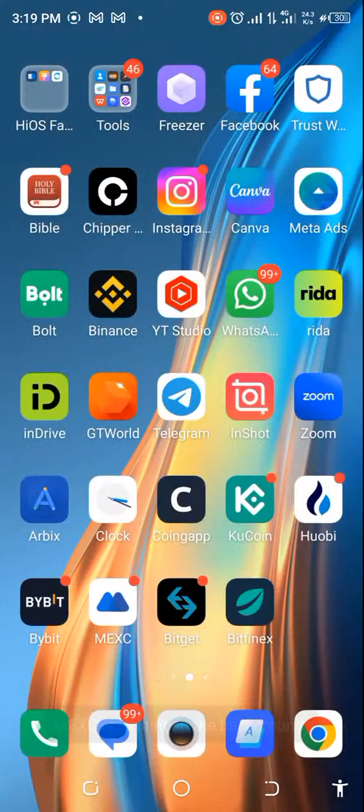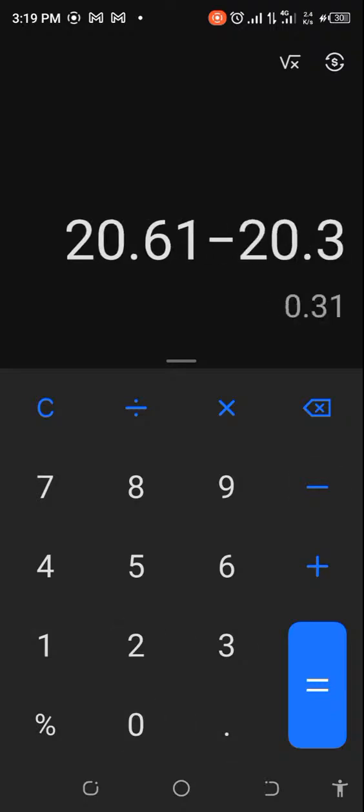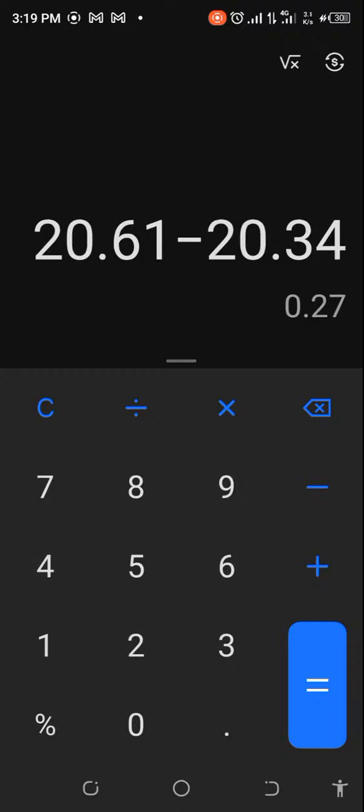So let's go check what our profit margin is. So our profit margin is 20.61 minus 20.34. So we had 27 cents. So what would we call this particular percentage?